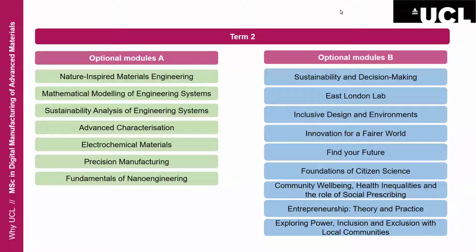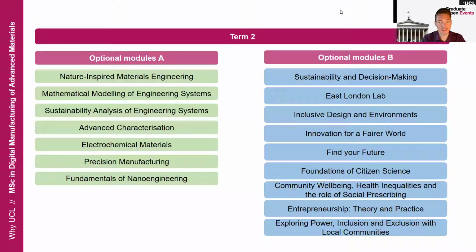Something I have not mentioned so far are the optional modules. I did mention at the very beginning that there are also other MSc programs around, and that will allow you to pick certain modules from these programs as well. For example, nature-inspired materials engineering, advanced characterization, electrochemical materials, etc. These are optional modules you can choose in either term 1 or term 2.